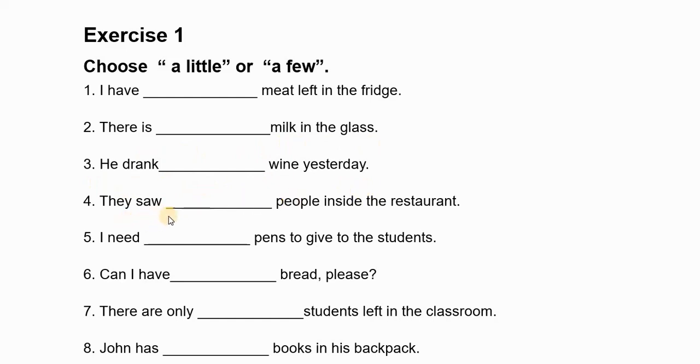They saw blank people inside the restaurant. I need blank pens to give to the students. Can I have blank bread, please? There are only blank students left in the classroom. John has blank books in his backpack.